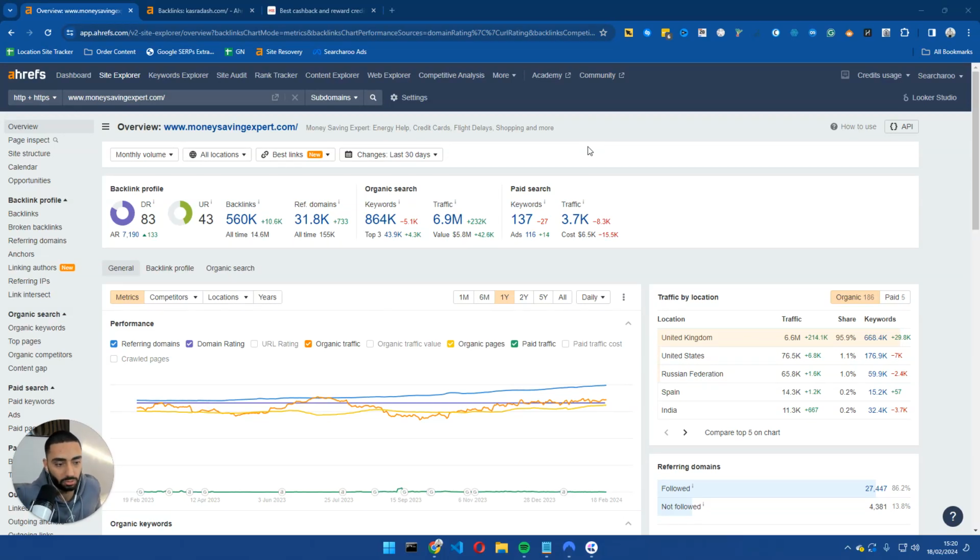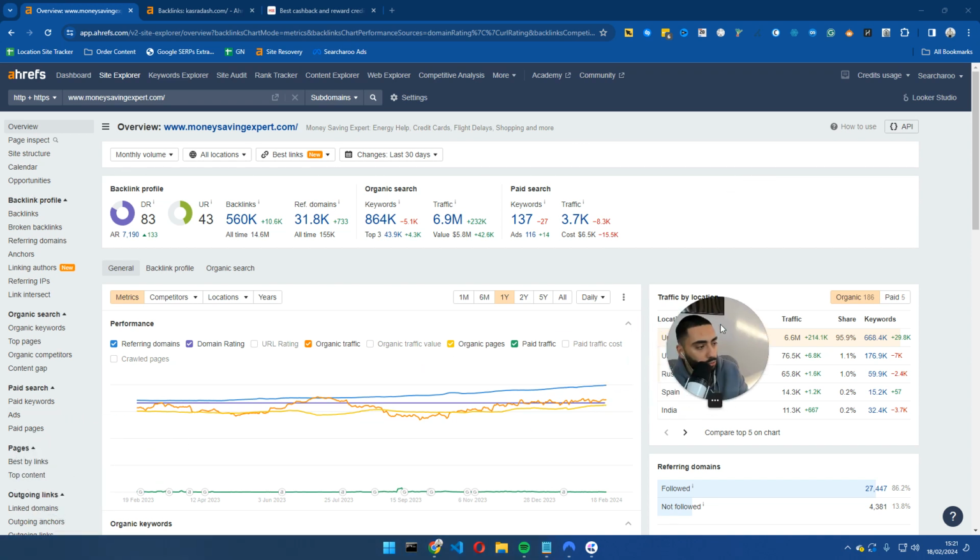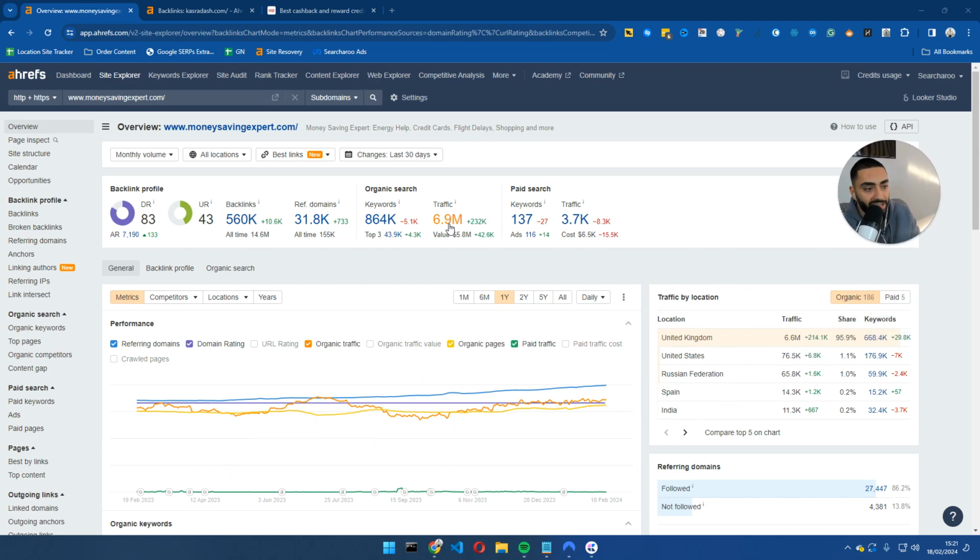Welcome back to another YouTube video, and today we're going to be talking about featured snippets and how we can essentially grab more featured snippets with this quick little hack.